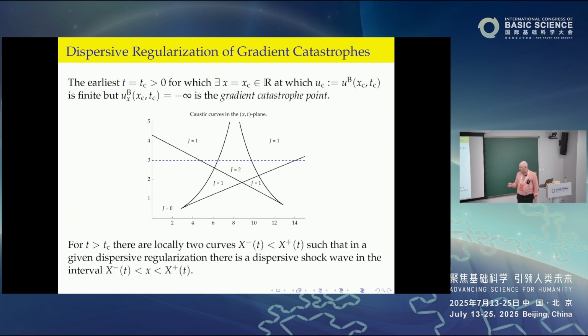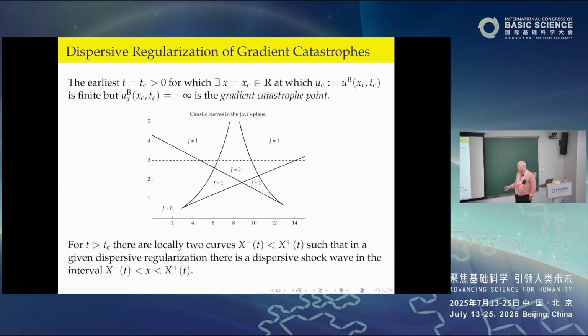Right, so now I want to talk about what's going on near these boundary curves. The earliest time, we call it t critical positive, for which there exists an x critical with a negative infinity derivative, is called the gradient catastrophe point for the inviscid Burgers equation, and it's right here. x_c, t_c is right there, for this problem.